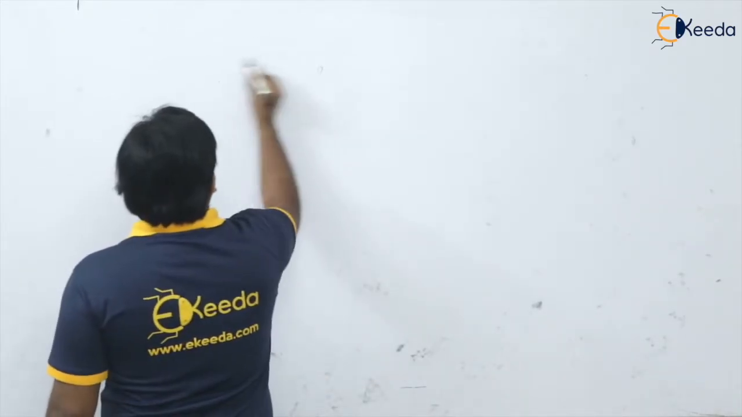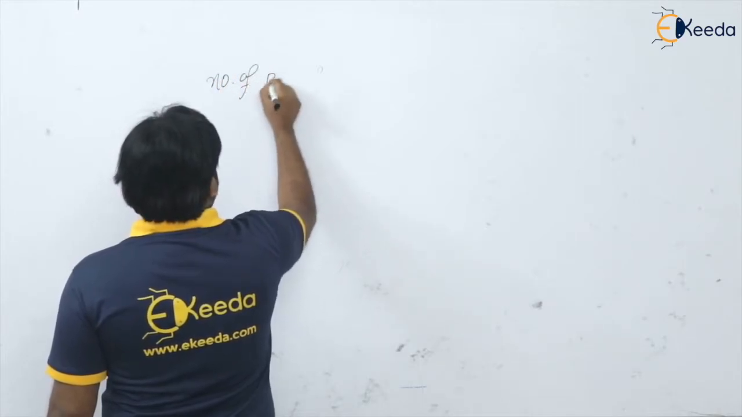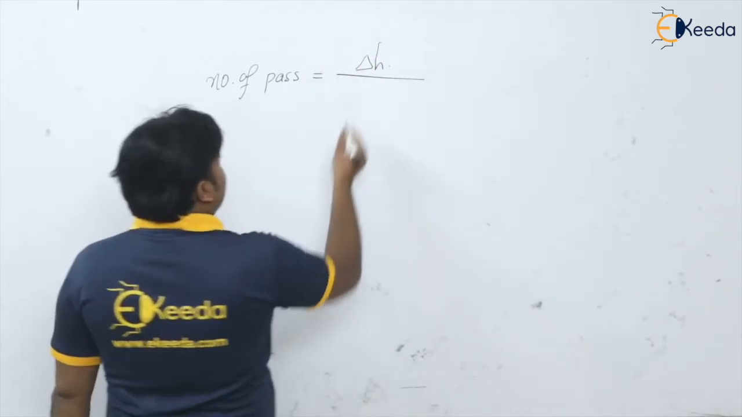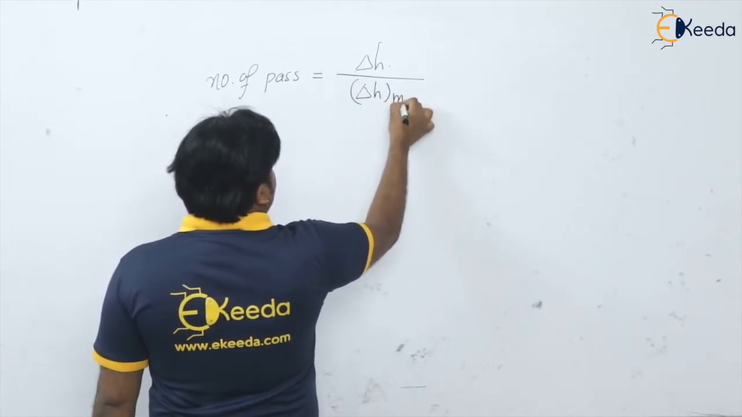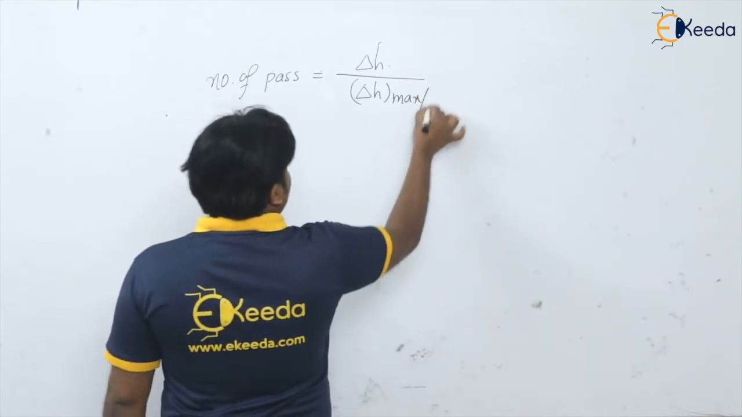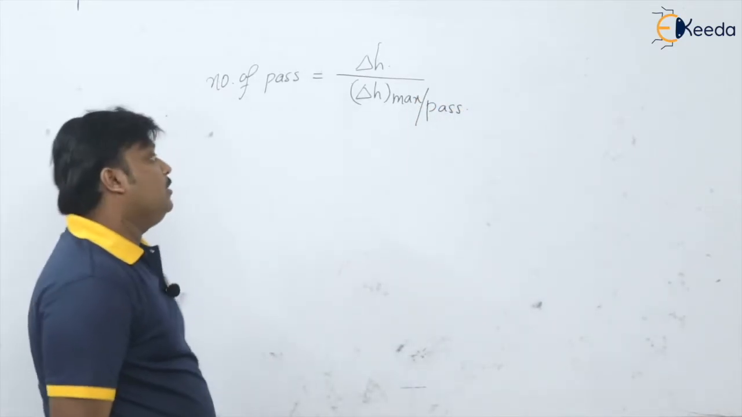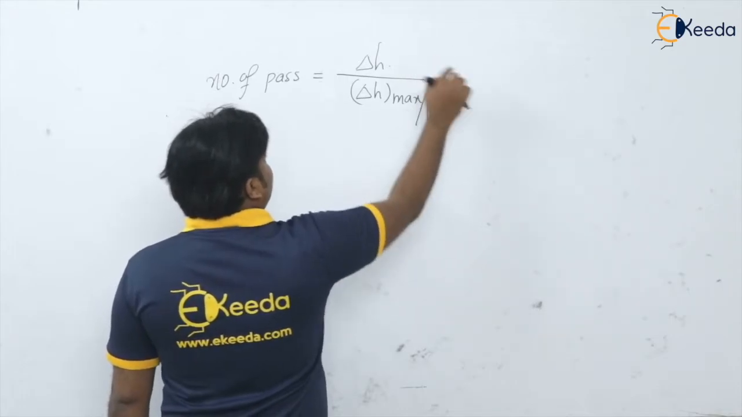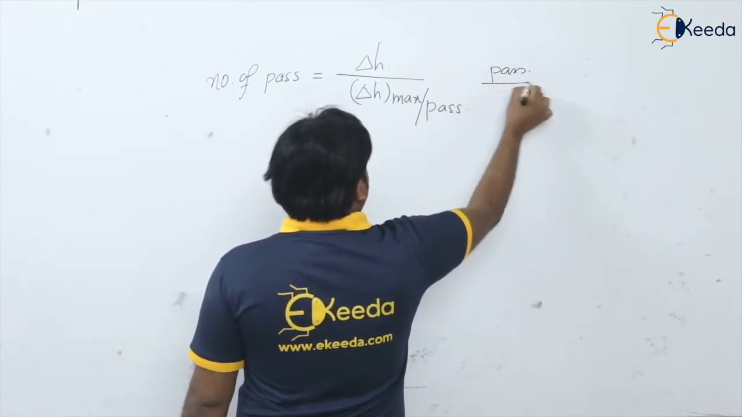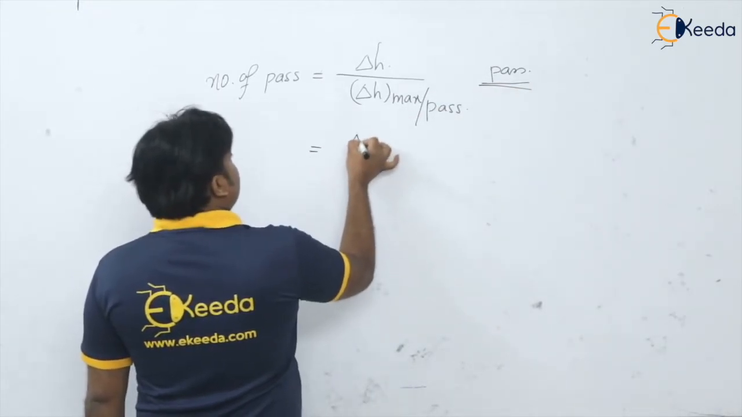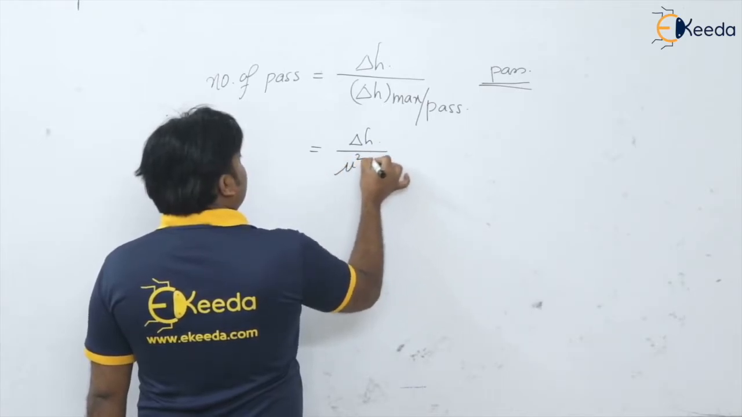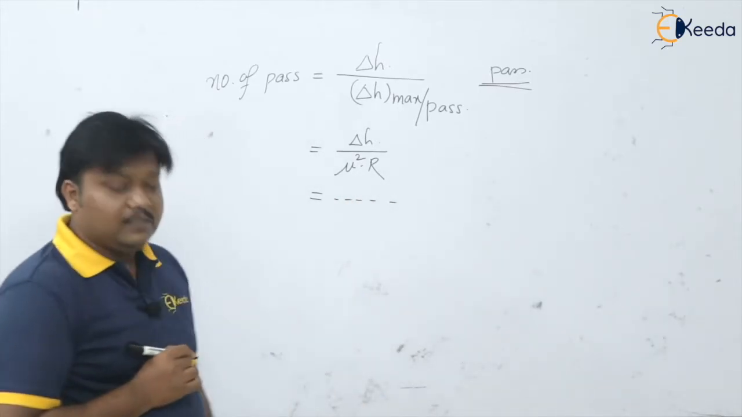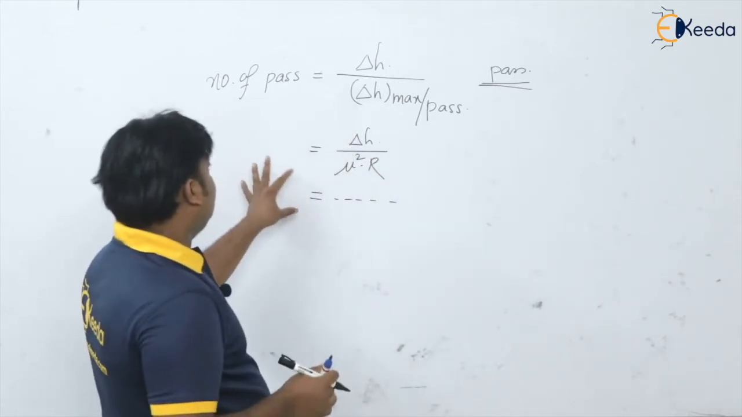So the number of passes in the rolling operation can be calculated as this delta H, that is the draft, divided by this maximum possible draft per pass, isn't it? Yes or no? So this delta H in millimeter, this delta H max is also in millimeter, so the pass will come here, so we'll get the number of passes here. Okay, so delta H divided by mu square into R is nothing but the number of passes in the rolling operation. This is how you can calculate the number of passes.